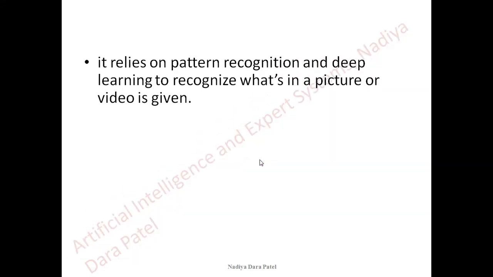Computer vision relies on pattern recognition and deep learning to recognize what is in a picture or video. Now, I just gave you on the screen just a picture. This technology is already implemented. So as you saw and you went through the pattern, I hope you found your answer. Some of you will quickly find answers the moment they see the images. They'll quickly figure out what the image is all about.